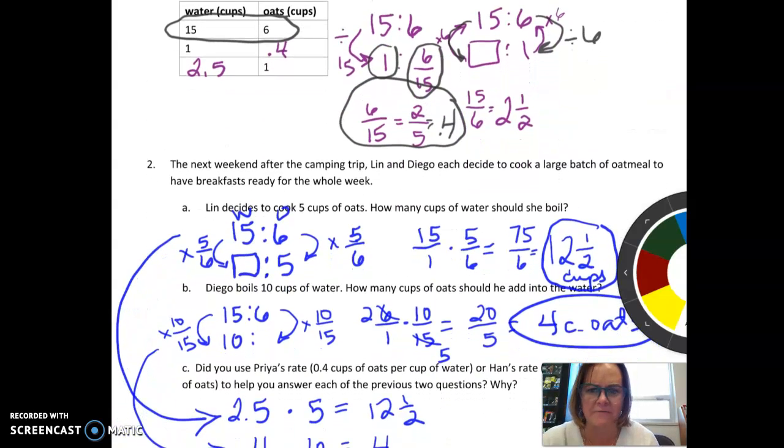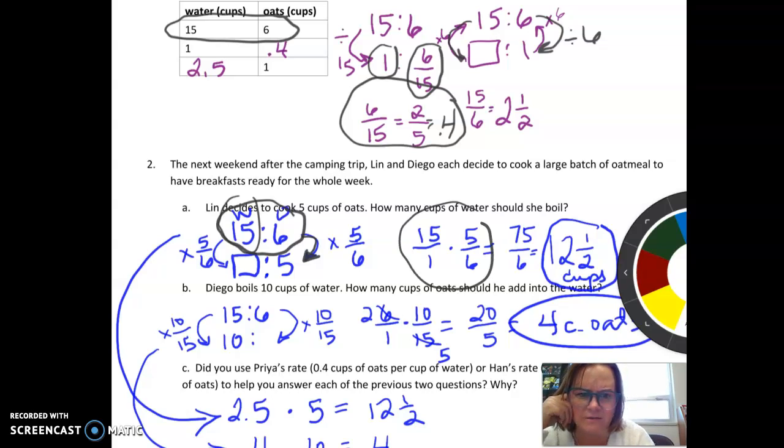For the next weekend after the camping trip, Lynn and Diego each decide to cook a large batch of oatmeal to have breakfasts ready for the whole week. So Lynn decides to cook 5 cups of oats. How many cups of water should she boil? So we're going to use that original recipe, 15 to 6. And I know that if she's going to use 5 cups of oats, then she's using 5/6 of the original batch. So then we need to use 5/6 of the amount of water. And 5/6 of 15 is 12.5 cups of water.